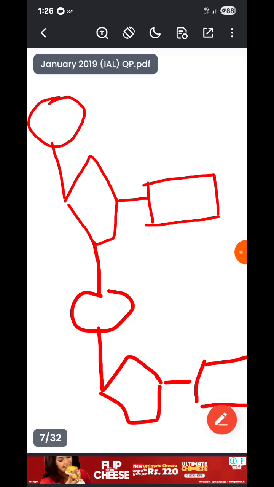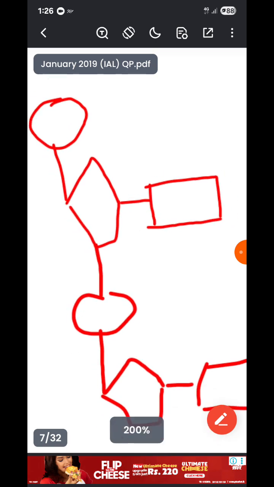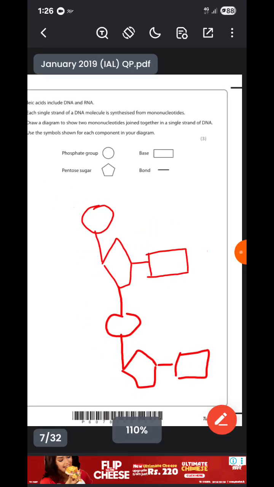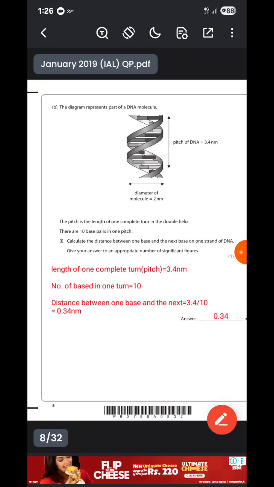It's always the phosphate that is joined to the pentose sugar in a chain. So you must remember that, because if not you will forget and then draw something else. Okay, and then part B.